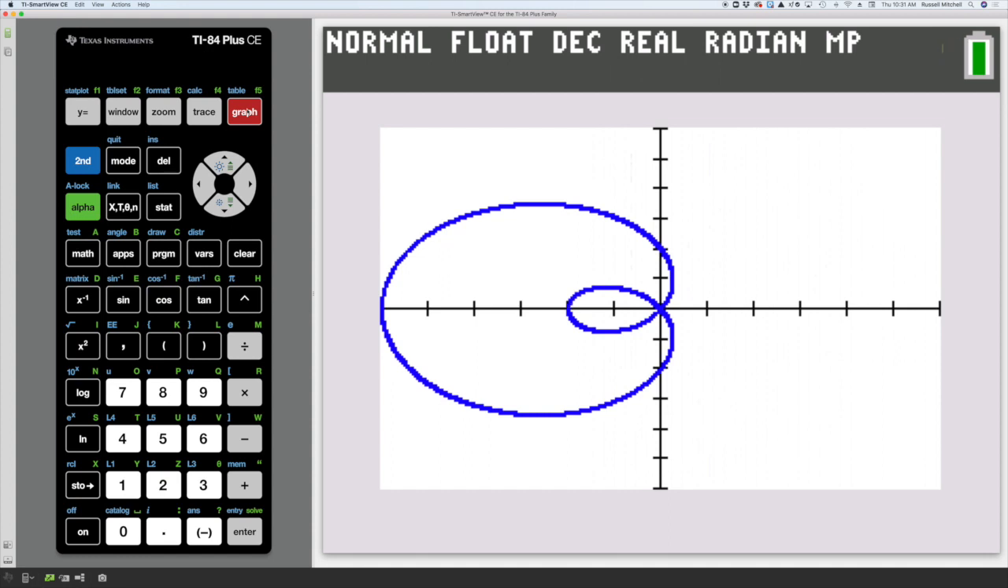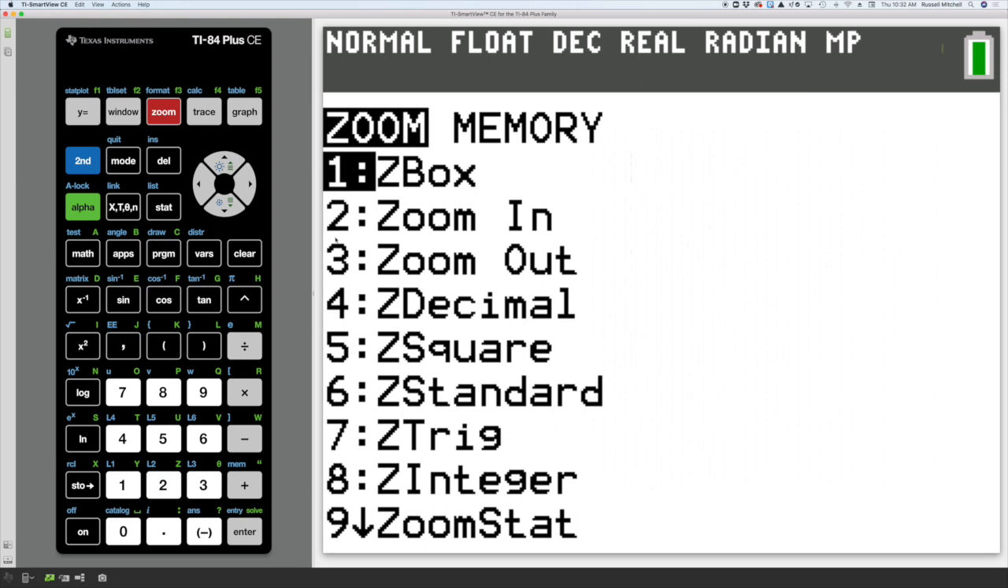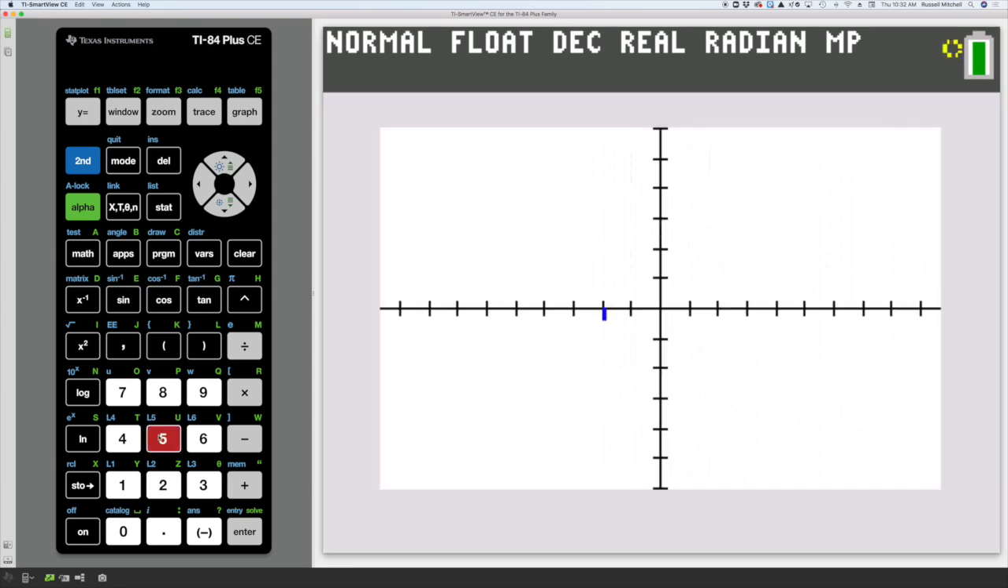So at pi, why is this one the furthest one away? Because at pi, cosine of pi is -1, and when you take 1 minus 2 times -1, that's going to give you the biggest radius. So angle pi is going to give you the biggest radius. That would be pi right here. And so it has this little loop in it. And if we do zoom and then square, we see it a little bit better.